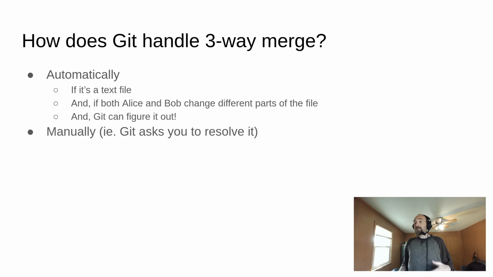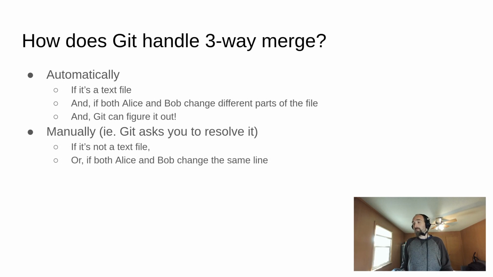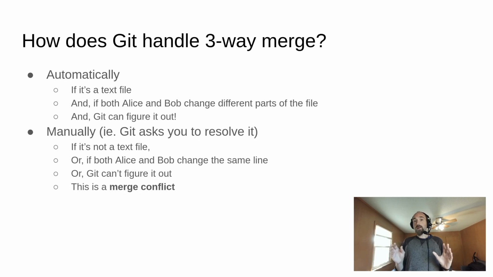And the other way is manually, meaning Git will say pause, it will stop everything, and then hand it off to you, the user, to go and resolve the merge conflict. And it does that when it's not a text file, if Alice and Bob both change the exact same line, or if for whatever reason Git can't work it out. And this is what we call a merge conflict, when Git can't work it out automatically, and it hands it off to you to go and resolve how to merge these two sets of changes together.